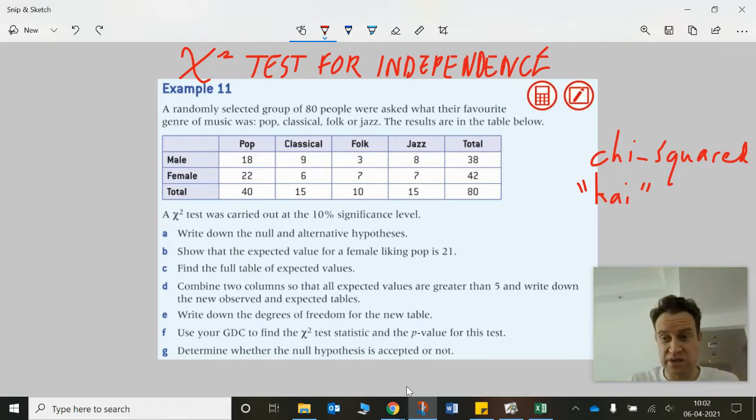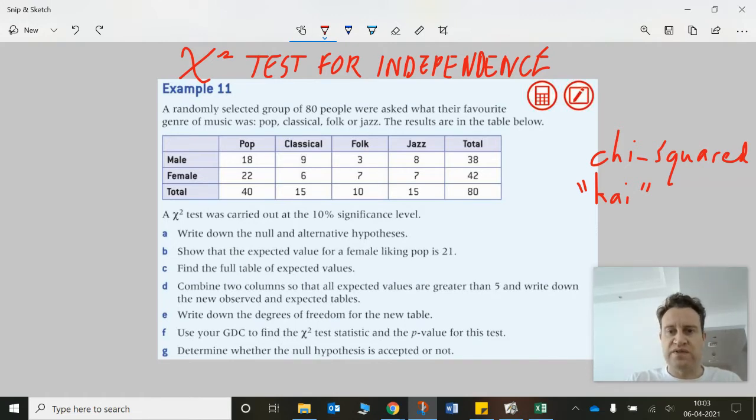Okay, so we've done everything that we need to do now. Find the full table of expected values. You can write those ones down. It's 19, and in this part here for classical, it's 7.125. And for folk, it's 4.75, and so on. Now, there's only one number in the expected matrix which is below 5, and that's this number here. Okay, that's for folk. And that comes out at 4.75.